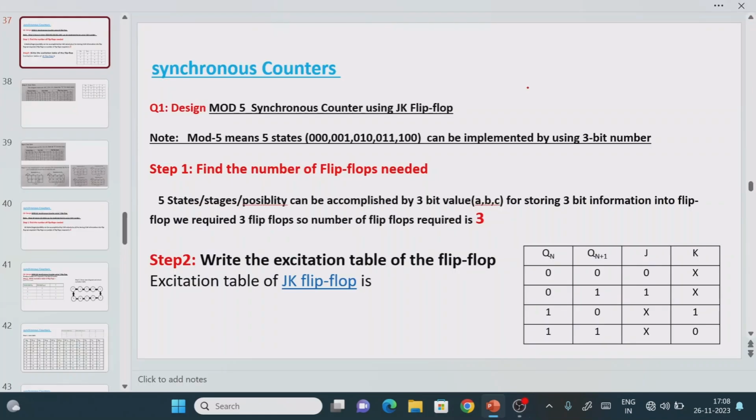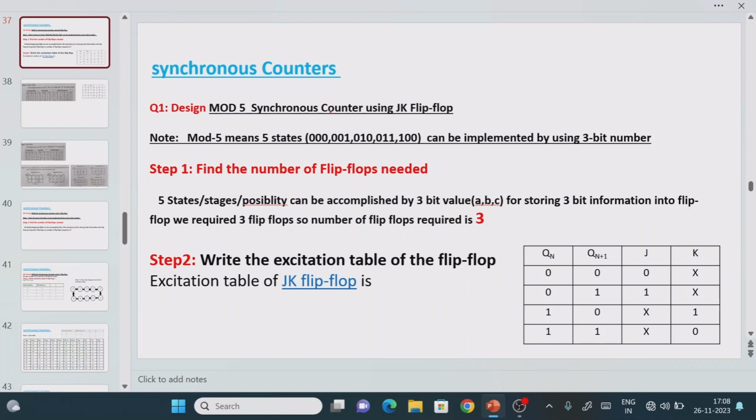Hello all, welcome back. In today's session, we will try to design the mod 5 synchronous counter, or mod 5 parallel synchronous counter, using the JK flip-flop. The first step is that we need to identify how many flip-flops are required.